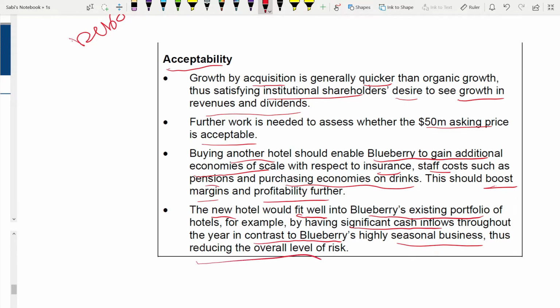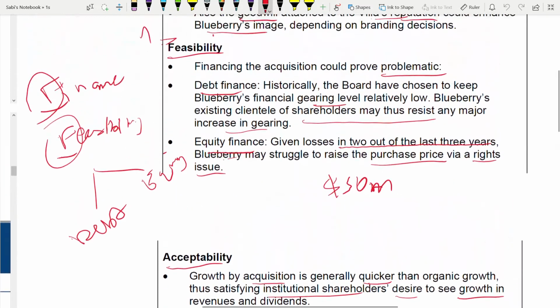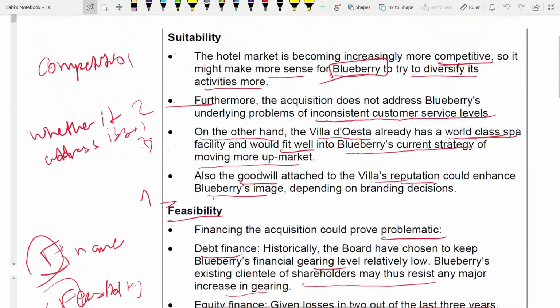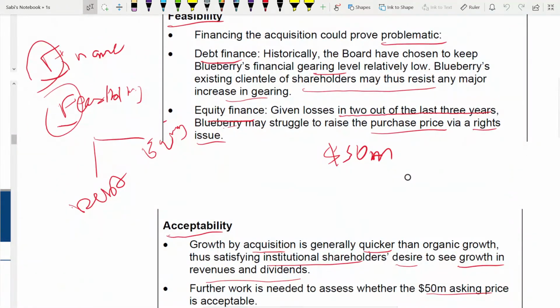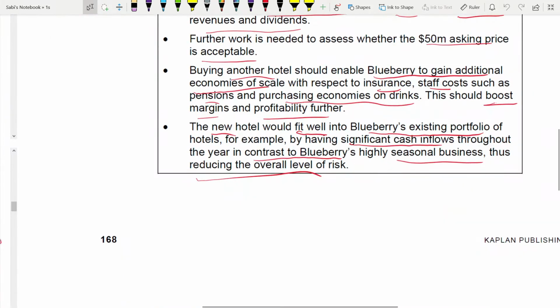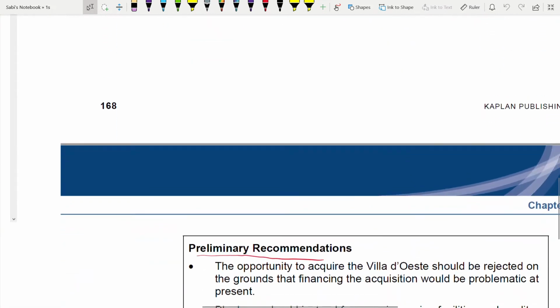Rather than Blueberry being in a highly seasonal business and having a huge amount of risk, if they acquire the new company, they can take advantage of their new cash inflow, which will reduce the overall level of risk. So it shows that this strategy is acceptable, okay, but it is not suitable, and regarding feasibility, it does not look like it will be feasible. So even if it's acceptable, it's not feasible.